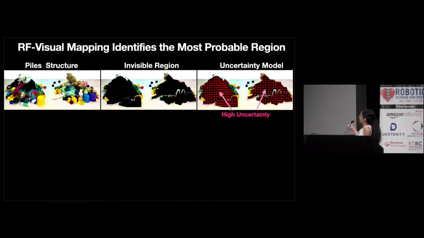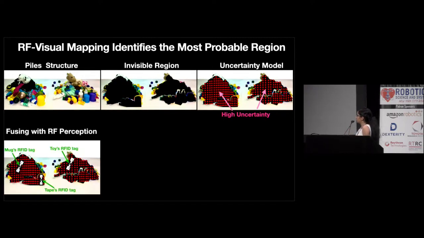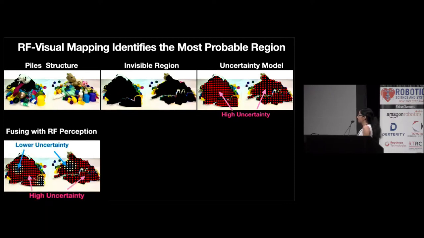These red dots are high values in our voxel grid, but they are high because our camera cannot see them. But remember, we also have radio frequency perception. So we have RFID tags here, and the robot can locate them with good accuracy. And then it knows that, okay, here is the toy, and here is a mug, and here is the tape that I was looking for. So it fuses them into this uncertainty model, and this area will have lower uncertainty because we exactly know what is there, and what their shape and size are. So now we have a better understanding of what we know and what we don't know.